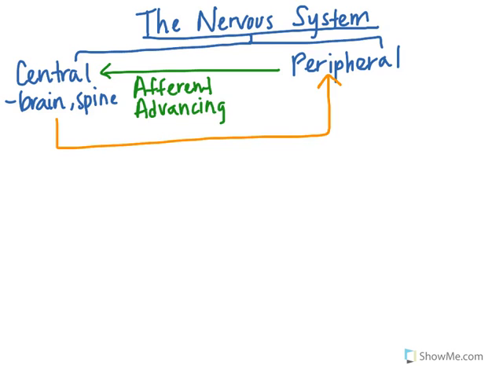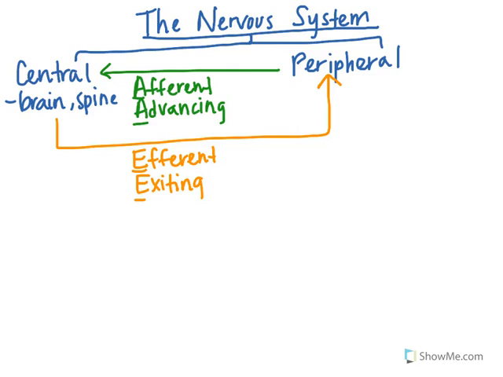On the other hand, nerve fibers carrying motor information, i.e. to move the finger, out of the CNS and to the PNS are called efferent, because they are exiting home base of the CNS. So again, afferent, advancing, efferent, exiting. So hopefully with that trick, you'll be able to keep those terms clear in your head.